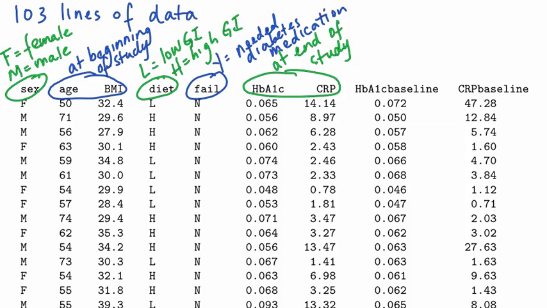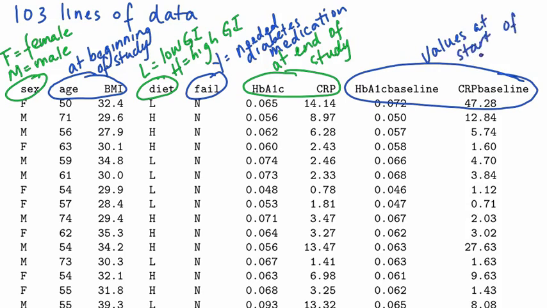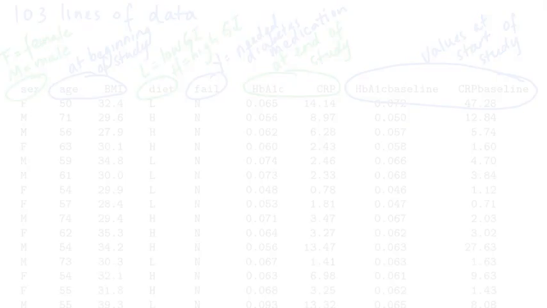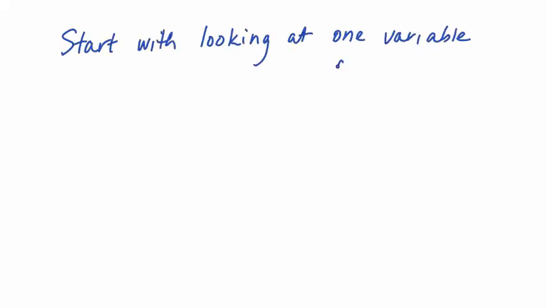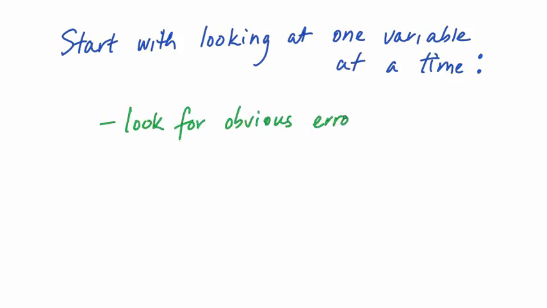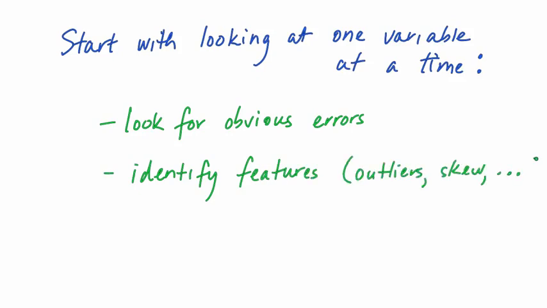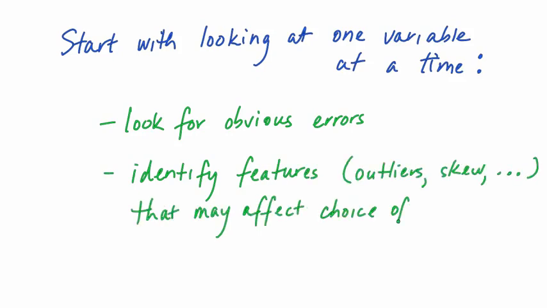Something else to note is that for our outcome variables, HbA1c and CRP, we also have baseline values. That is, these are measurements taken at the start of the study, just before the subjects started on their dietary treatments. And we'll talk later about dealing with these. We'll start by looking at our variables one at a time. The purpose of this is to identify any obvious errors in the data and identify features such as possibly outliers or skewness that may affect the choice of the analyses that we carry out.